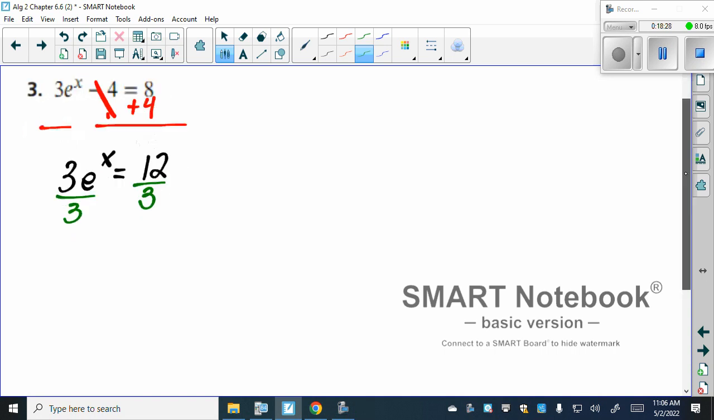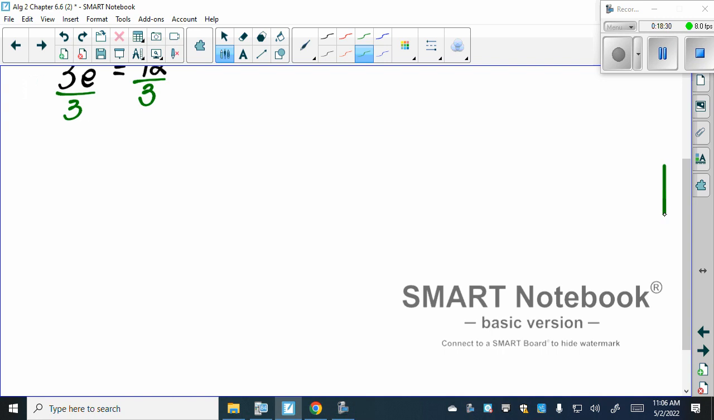Whenever we're using or applying logs to both sides, we need to have one term on either side, and as simplified as we can get. And 12 divided by 3 is 4. Any questions on how we got e to the x equals 4? So what can we do next?